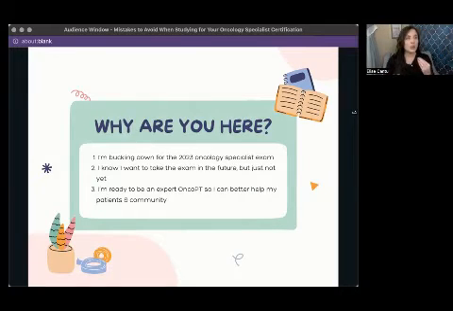Now, number two, I know I want to take the oncology specialist exam in the future sometime, but not just yet. Maybe in a year or two, maybe even a little longer than that. That's okay too. If this is you, put a two in the chat. Or maybe you're here for a different reason entirely, which is pretty cool. Number three, I'm ready to be an expert OncoPT. That's our abbreviation for oncology physical therapist. So I can better help my patients and my community. If this is a three for you, go ahead and put three in the chat. Nice. I'm seeing some ones. Okay, we've got some people who are going to be taking the exam very quickly.